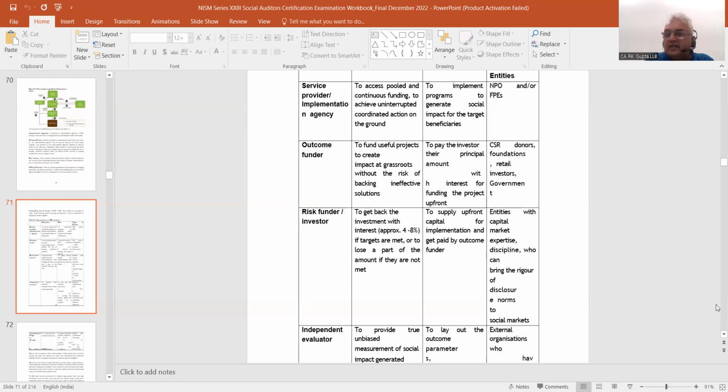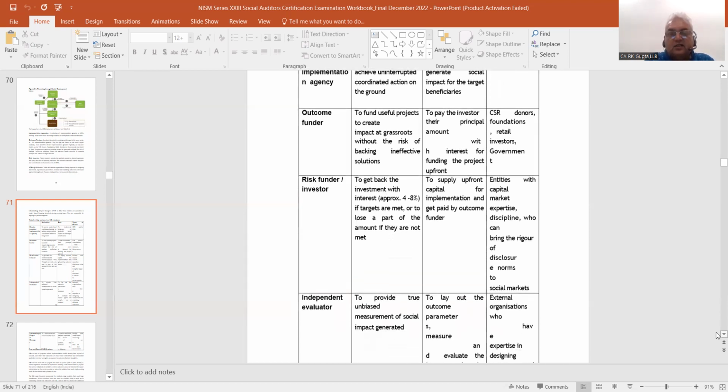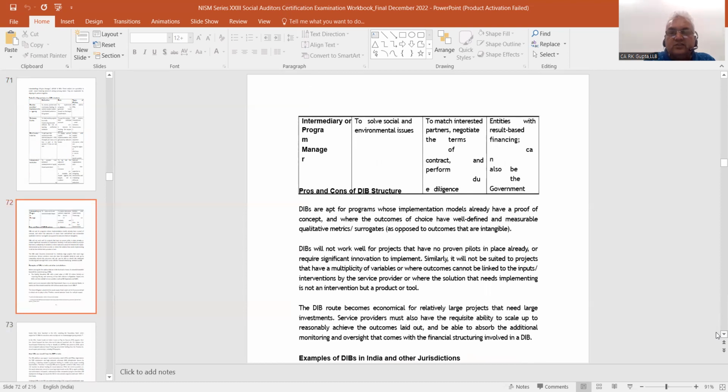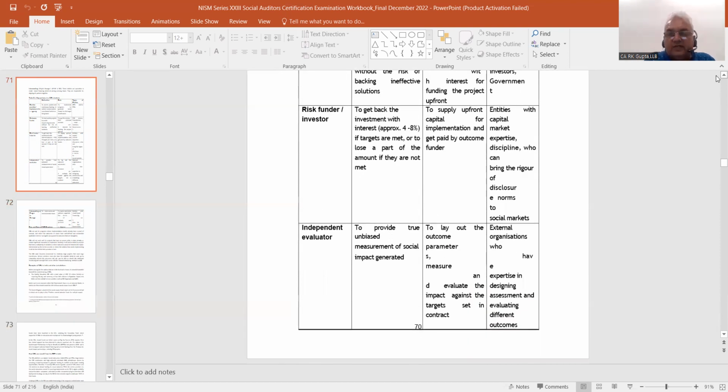Then there will be independent evaluators, like the concept of valuers. What will they provide? They will provide the unbiased measurement of social impact generated, lay out the outcome parameters, and measure and evaluate the impact against the targets set in the contract. So these independent evaluators are external organizations who have expertise in designing, assessing and evaluating different outcomes.